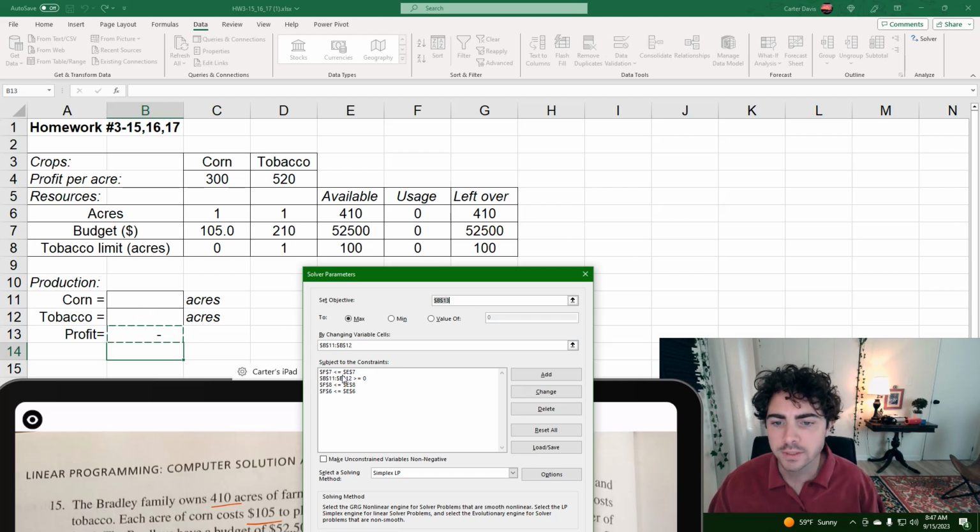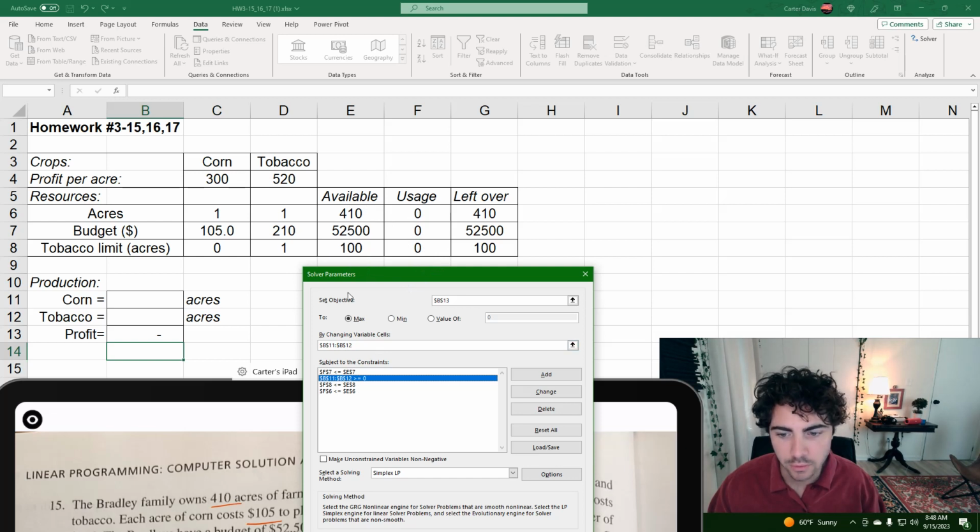F7 less than or equal to E7. Yep. Sorry, I'm clicking on random things I should not be clicking on. What does that say? B11. Okay, so this is just saying B11 and B12 are greater than or equal to 0. So the number of corn and tobacco acres are greater than or equal to 0. Don't know why that's necessary, but F8 less than or equal to E8. So yeah, we're just getting into all the usages should be less than or equal to what's available.